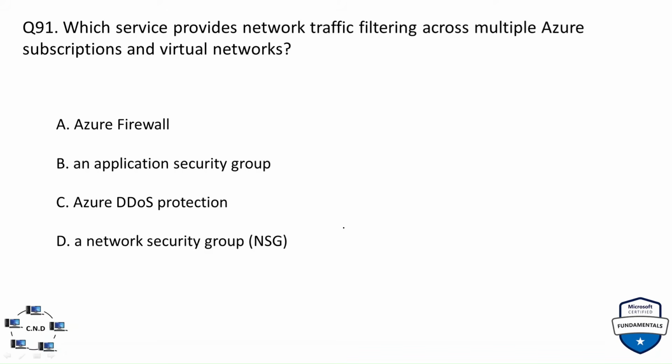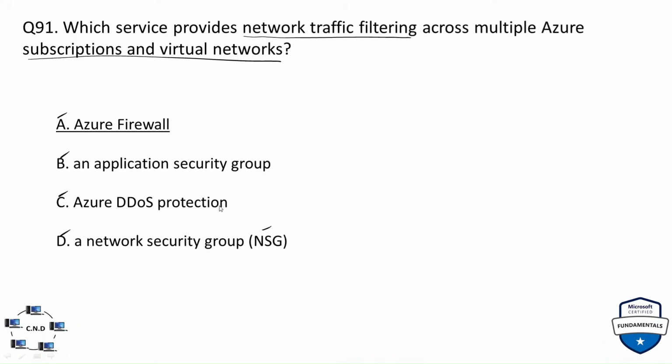So let's get straight to the questions. So the question number 91 is that which service provides network traffic filtering across multiple Azure subscriptions and virtual networks? And the options are option A, Azure Firewall, option B, an application security group, option C, Azure DDoS, distributed denial of service protection, and option D, a network security group, that is NSG.